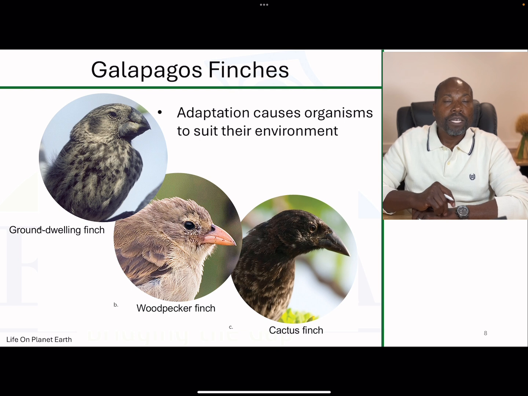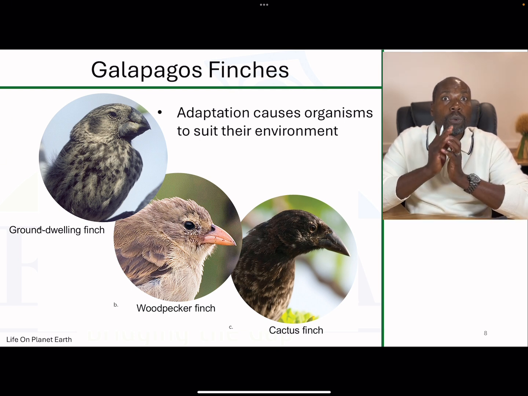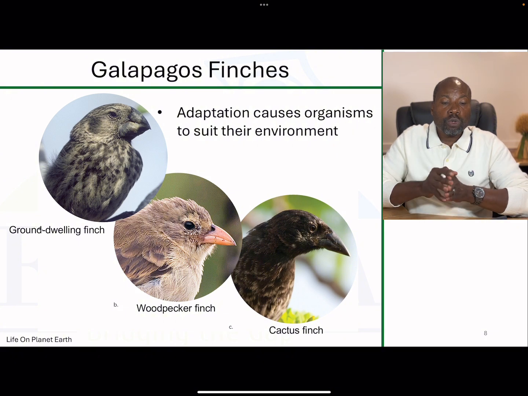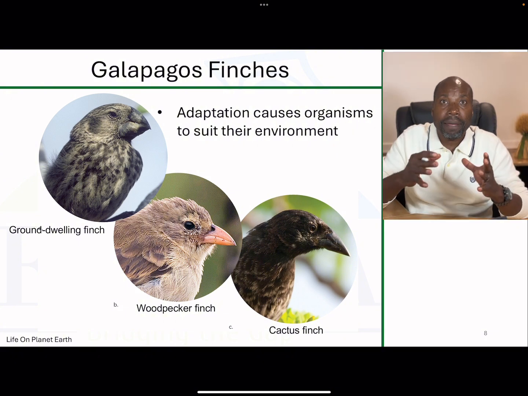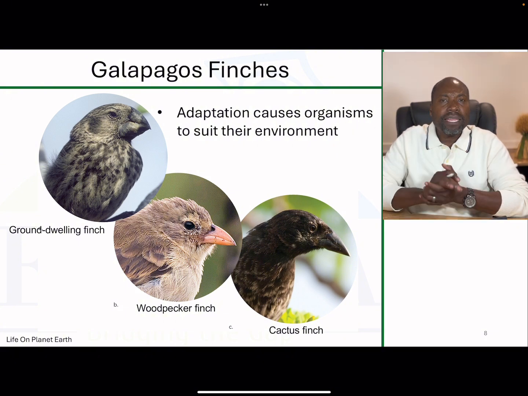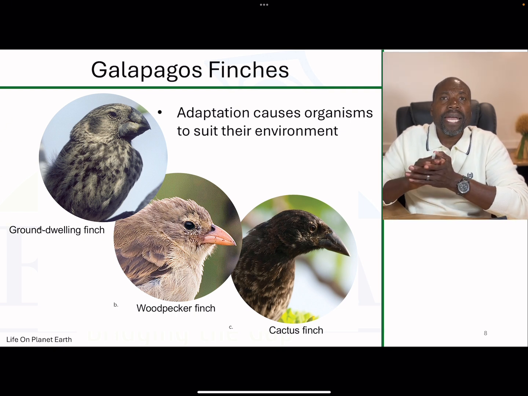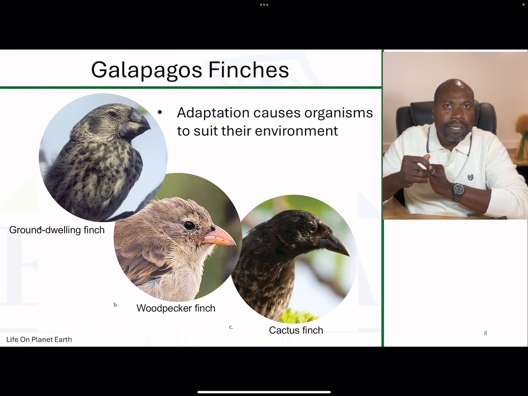All right. So in the island of Galapagos, Darwin observed 14 different species of finches. And of these 14 different species of finches, he took 12 of them to Europe. And these 12 finches, he compared them. And as he compared them, he realized that these finches were different based on what they were eating, based on the type of habitat, right?